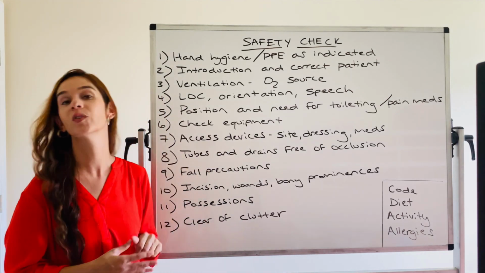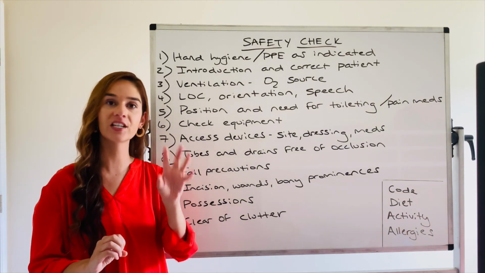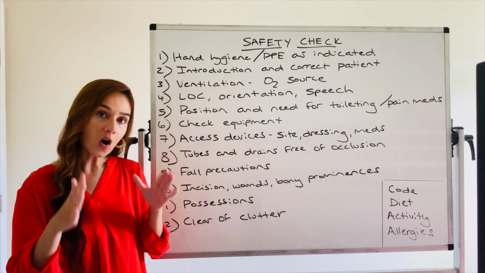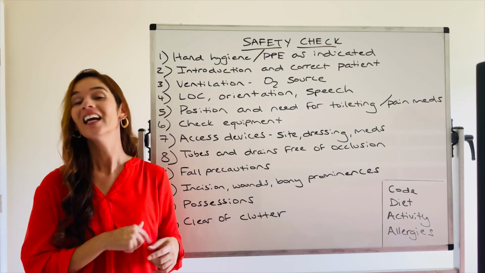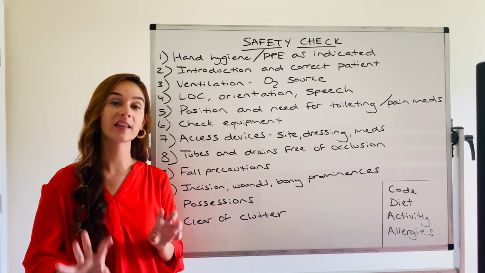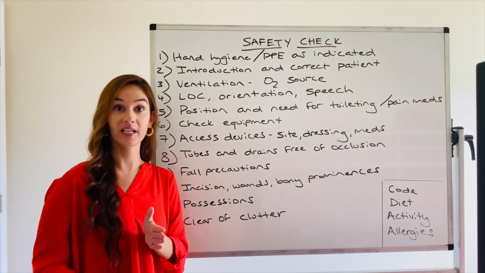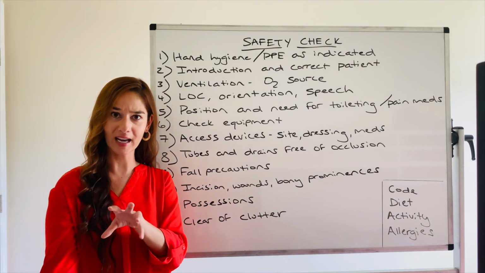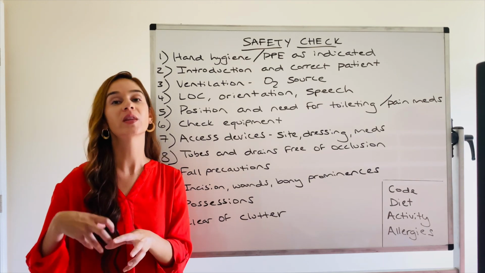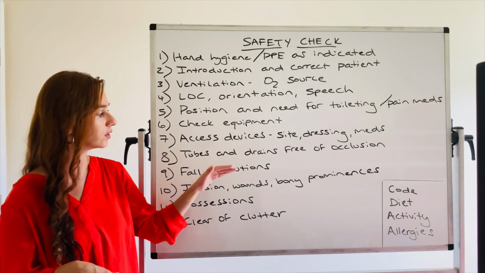Now, tubes and drains free of occlusion, any tube or drain. Foley catheters, JP drains, NG tubes, chest tubes. All drains should be looked at and ensure that, number one, they're intact and that they are free of occlusion and they are draining effectively. So our Foley catheter bag should never be above the bladder, right? They should be positioned below the bladder on an appropriate site, never like a side rail, so that urine can drain by gravity. So check all tubes and drains that they're free of occlusion.